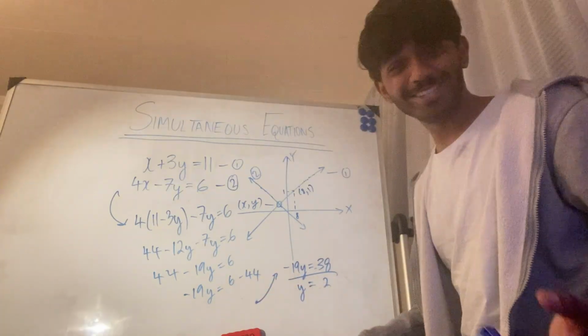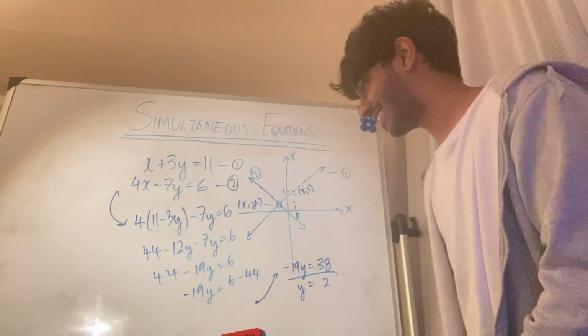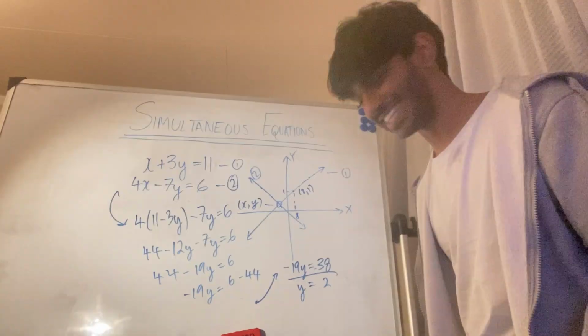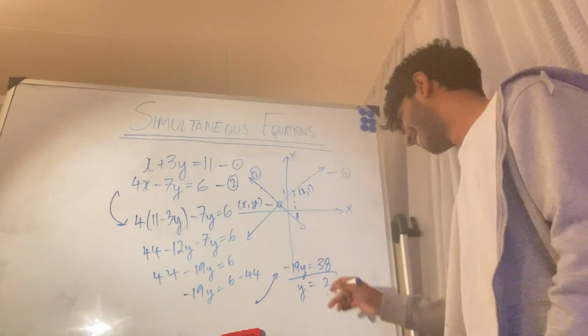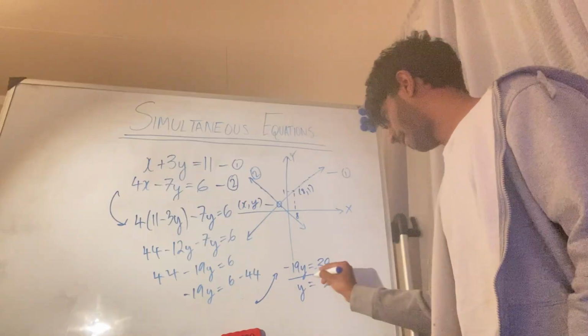Sorry. Yeah, do you see what I mean with the minus signs? You don't want to do this. So y is equal to minus 2, because this is negative. Silly me. Okay, so y is equal to minus 2.